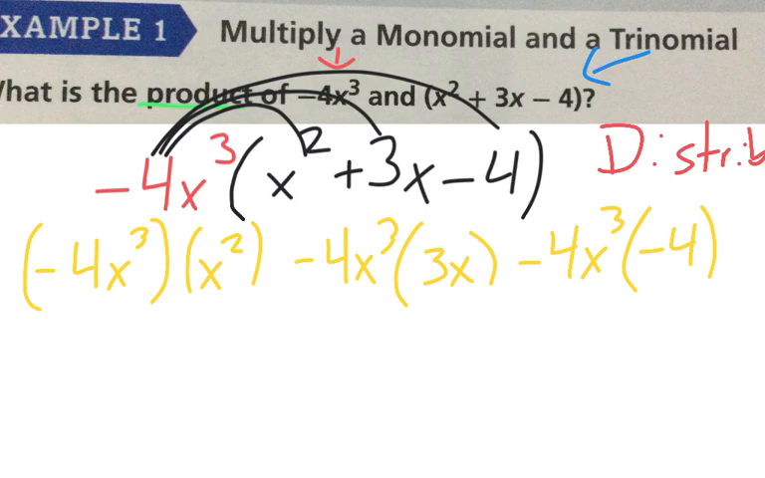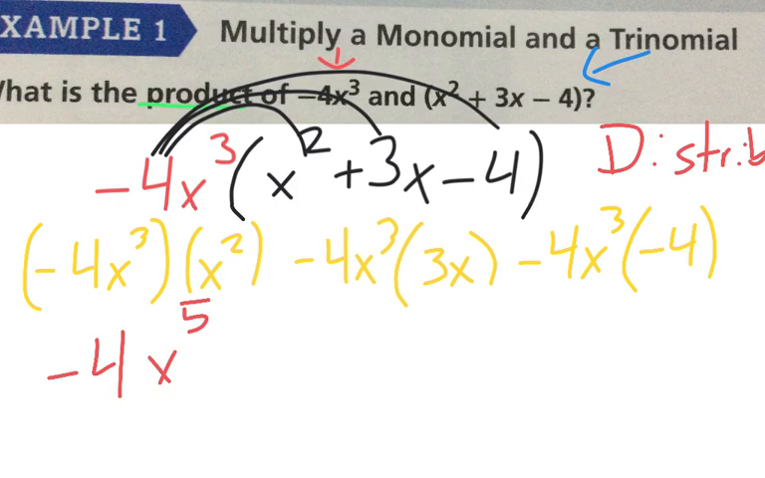So again, this step is not one that you have to write every time. All right, but I'm going to do it all day today, just so you guys get in the habit of seeing what it is we're multiplying by each other. So now all we do is multiply and simplify. So what is negative 4 times 1? That's negative 4. And then what's x to the third times x to the second? So this is where you have to remember when you multiply powers, you keep the base the same and you add the exponents. So this is negative 4x to the fifth for the first multiplication.